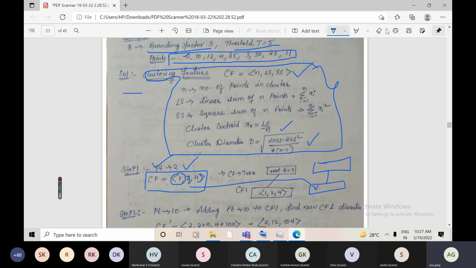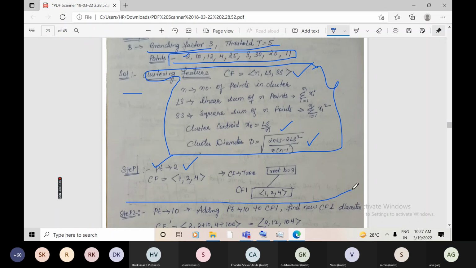Is it clear till here? Because if this step is not clear, further it will not be clear. Any question till here? What does root B equal to 3 mean? B is the branching factor. That means the maximum number of children that this tree will have.